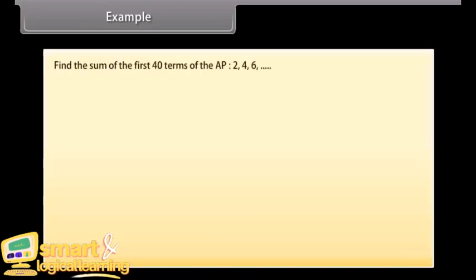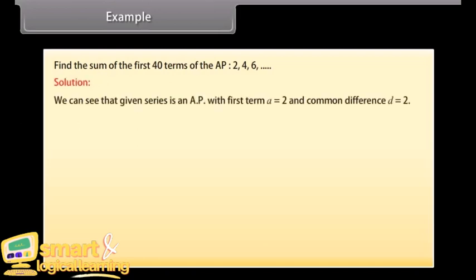Example. Find the sum of the first 40 terms of the AP, 2, 4, 6, and so on. We can see that the given series is an AP with first term A equal to 2 and common difference D as 2. We have to find the sum of the first 40 terms. So, n is equal to 40.